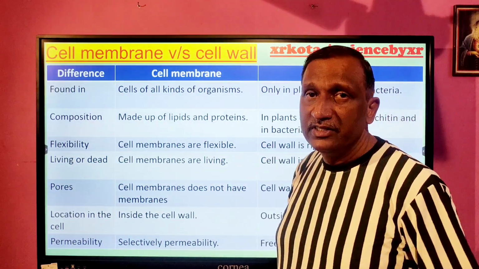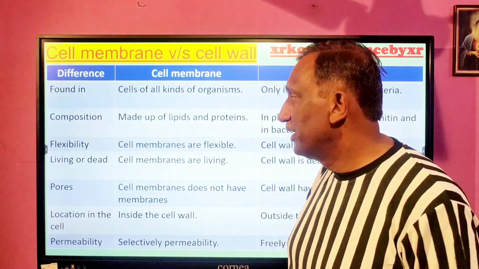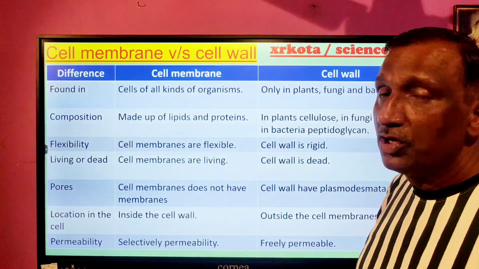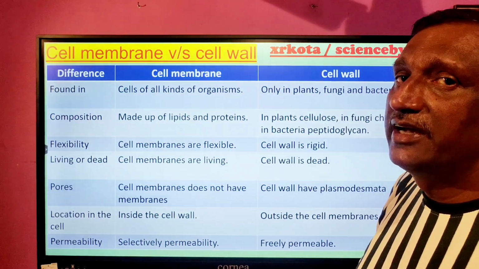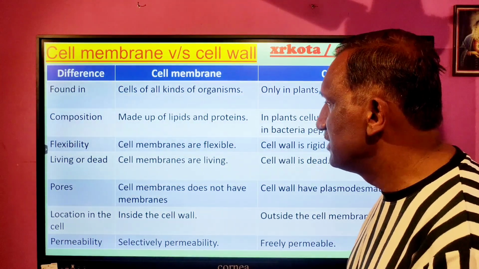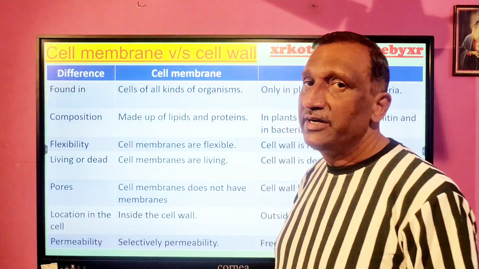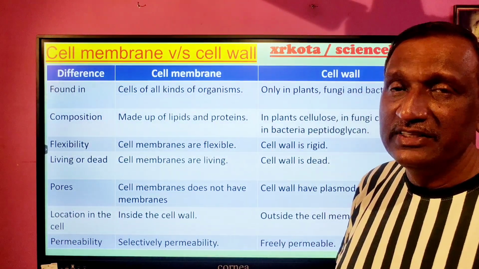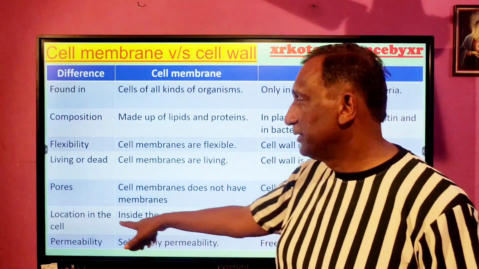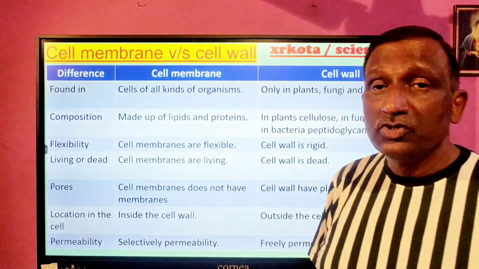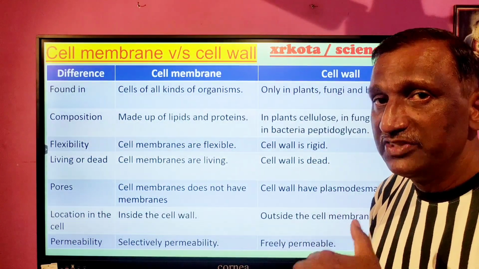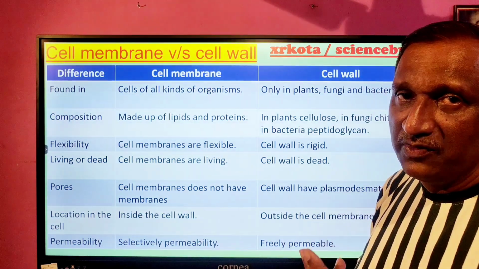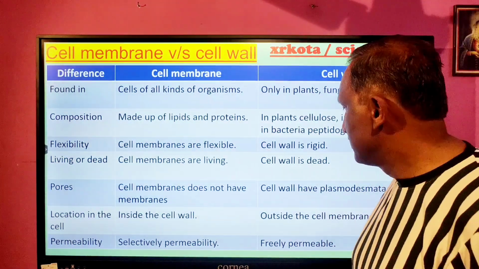Certain cells, they show flexibility because of the unequal depositions. And living or dead: cell membrane is always living, cell wall is always dead. It is secreted, it is maintained by the cell membrane. Pores: cell membrane does not have any pores, rather cell wall has pores, and these pores are called plasmodesmata. Location: cell wall, if at all found, is found outside, cell membrane will be inside. And in those cells where cell wall is absent, of course their location is single.